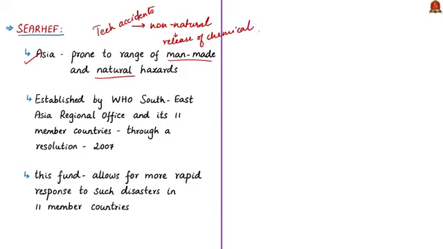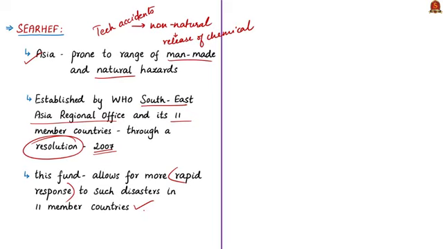is a technological accident. By the early 2000s, a need was felt among the countries of Southeast Asia region of WHO for immediate dispersal of funds after an emergency or disaster strikes a particular country. This fund was therefore established by the Southeast Asia Regional Office and its 11 member countries. It was established in 2007 through a resolution. This fund allows for more rapid response to such disasters in all the 11 member countries.